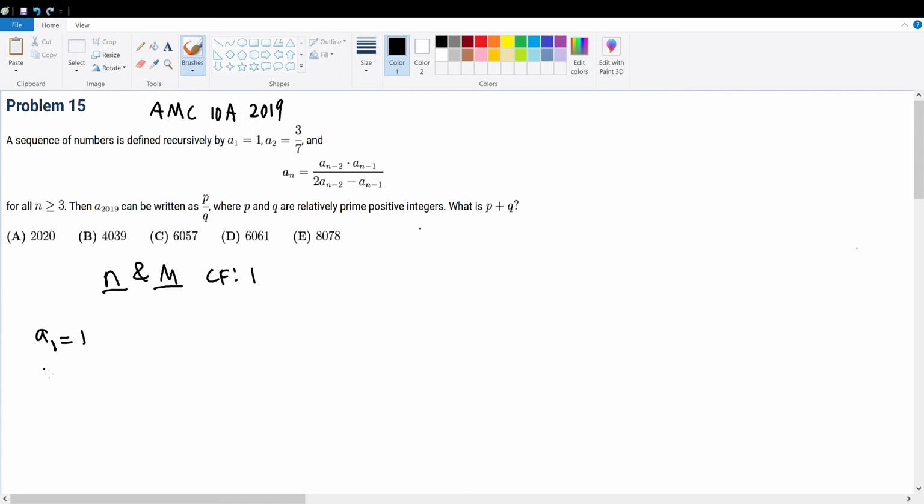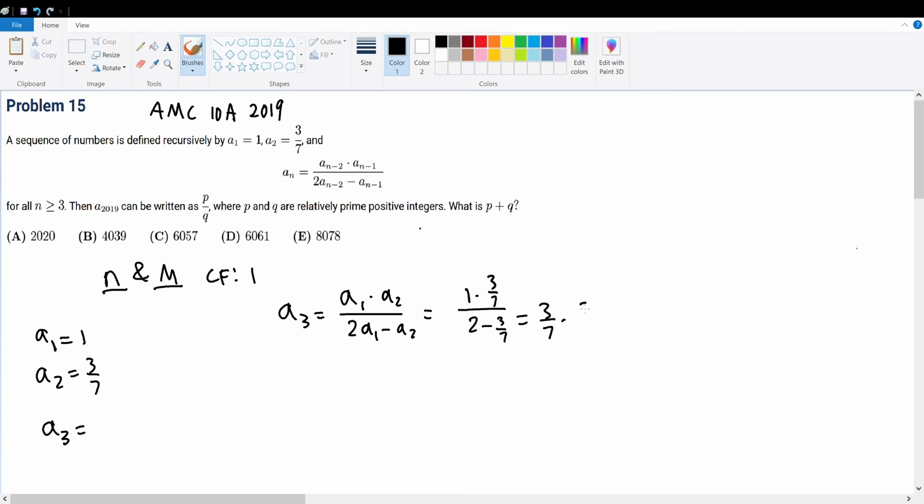A sub 1 is 1, A sub 2 is 3 over 7. And now we're trying to find A sub 3. So A sub 3 will be the same thing as A sub 1 times A sub 2 over 2 times A sub 1 minus A sub 2. Now A sub 1 is 1 times A sub 2 is 3 over 7, over 2 times 1, which is 2, minus A sub 2, which is 3 over 7. This is the same thing as 3 over 7 times 7 over 11, which is 3 over 11. So A sub 3 is 3 over 11.